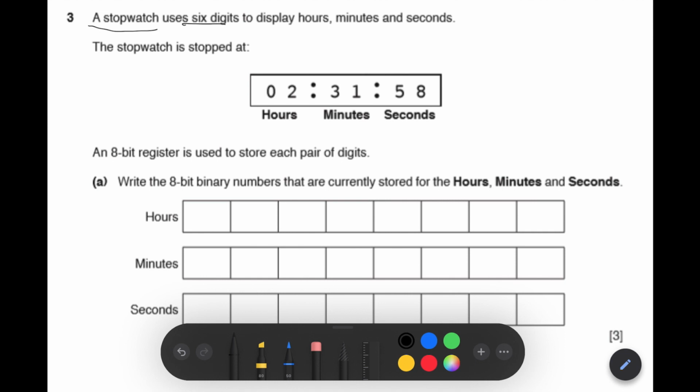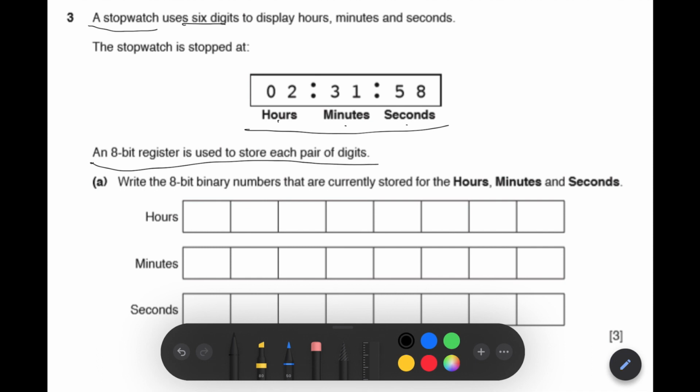Now, this is what our stopwatch looks like. And the stopwatch itself, since it's a computer, is using some sort of binary internally to represent these numbers on the face of the stopwatch. So this is what's shown on the stopwatch, these decimal numbers. But really, they need to be represented as binary inside the stopwatch. So an 8-bit register is used to store each pair of digits.